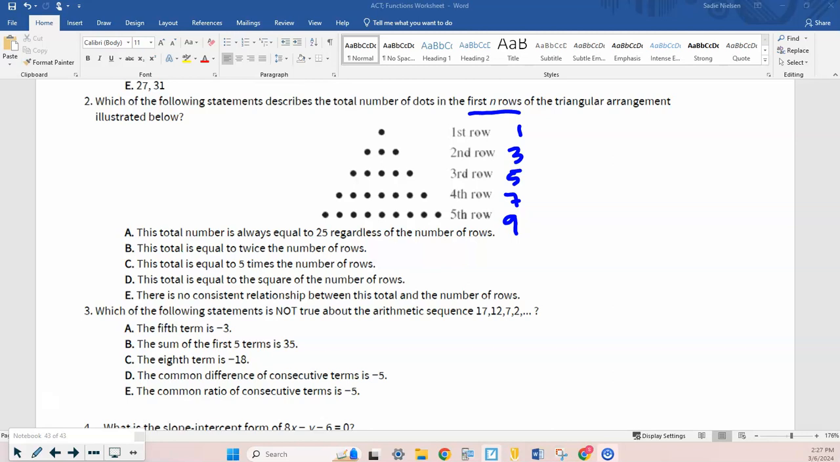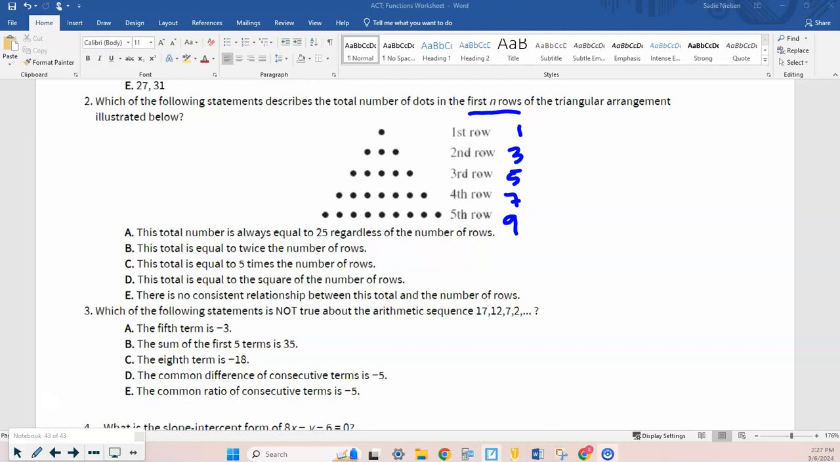Now, these ones are kind of the longer questions because it doesn't give you per se a straightforward way to answer it. It gives you a lot of options that could be correct. You kind of have to do process of elimination instead, okay? So say you start with A. It says this total number is always equal to 25 regardless of the number of rows. So what it's saying when it says the total number of dots in the first n rows, if I add up all these dots, am I going to get a 25 every single time?